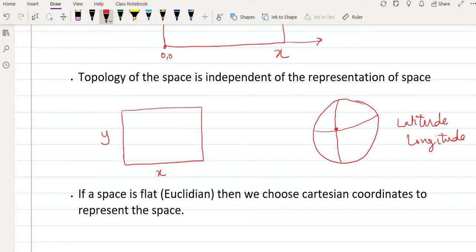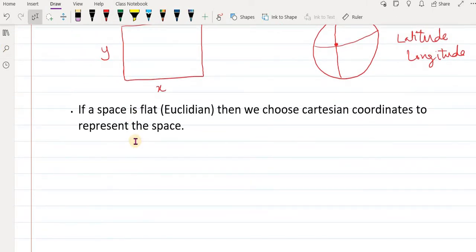So it means that it's not dependent on the representation. Topology and its representation are independent of each other. This is a shape, and this is its mathematical form, you can say, of the C space. They are actually independent of each other.